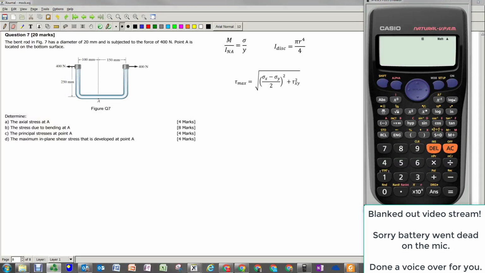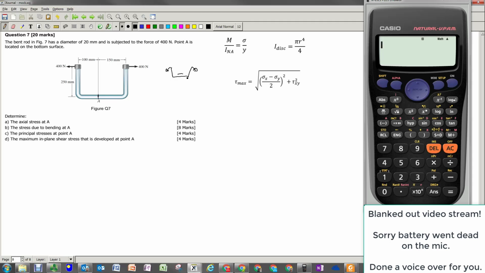Okay, so a voiceover for question 7, and this is quite an easy problem to do. We are going to pull this sort of like U-bend apart. We're interested in the stress at the A location, so we can first of all do a little imaginary cut in the A, and notice that there's going to be two stress terms. There's going to be a stress term due to direct stress, and then there's going to be this bending stress.